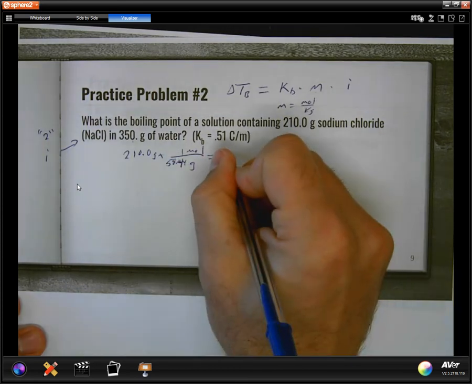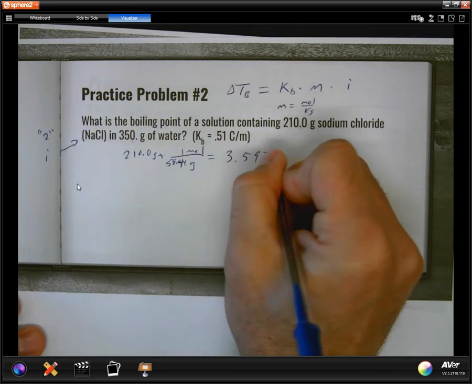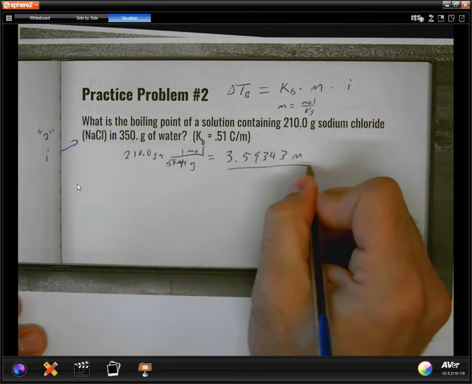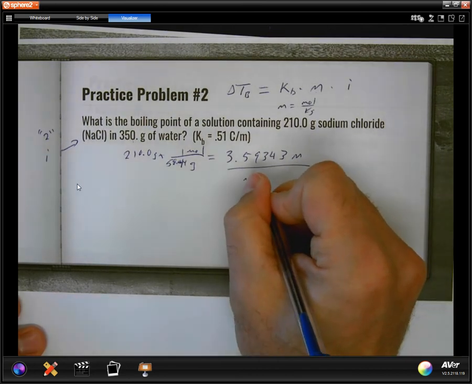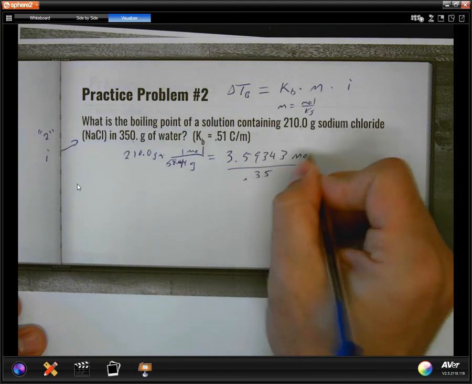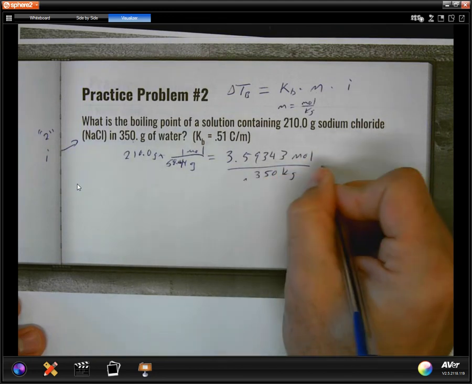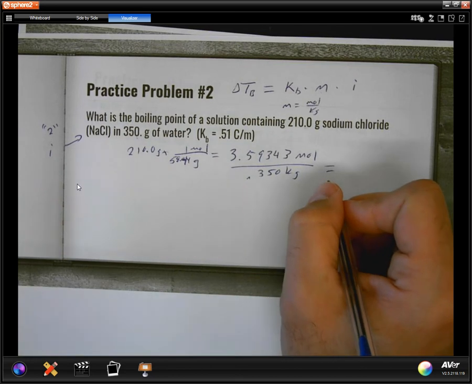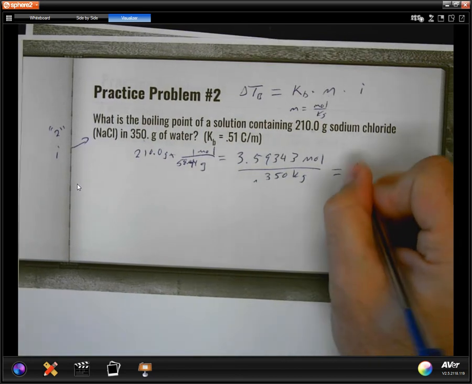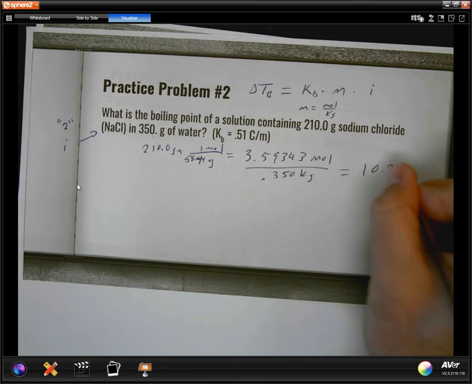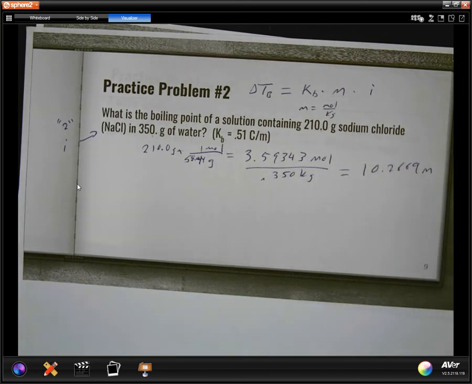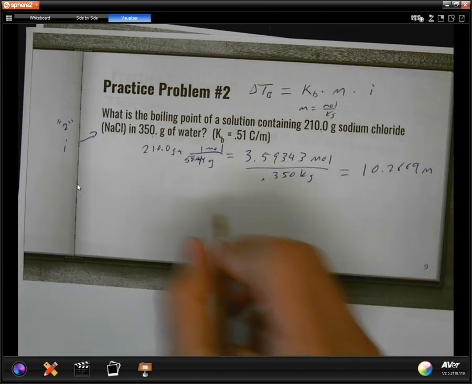58.44 gives me 3.59343 moles of sodium chloride. Again, I need to turn that into molality. So that gives me moles molality divided out, and you should get a concentration of 10.2669 little m. Now we're ready to use our equation.